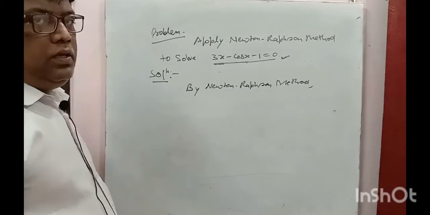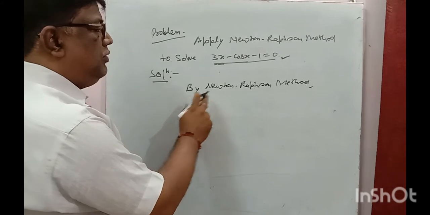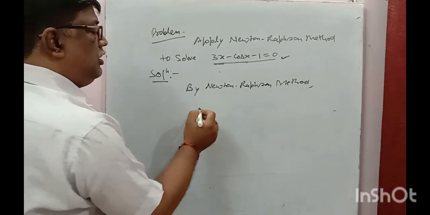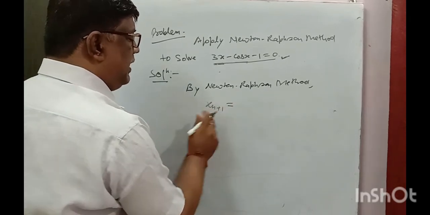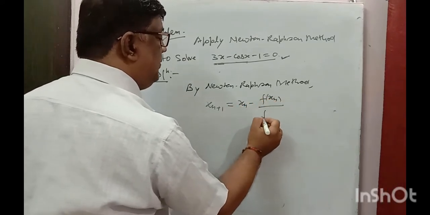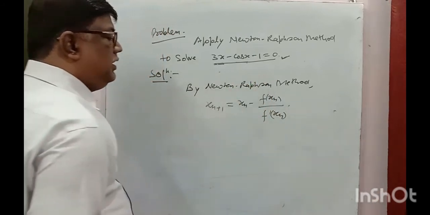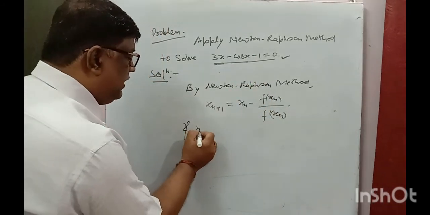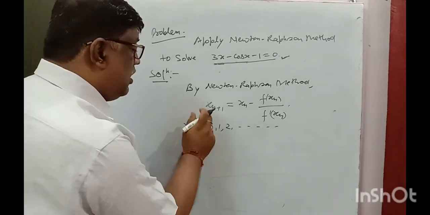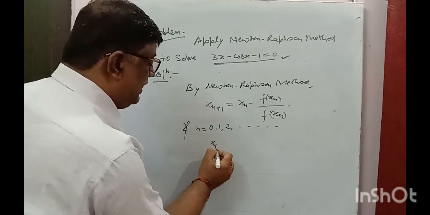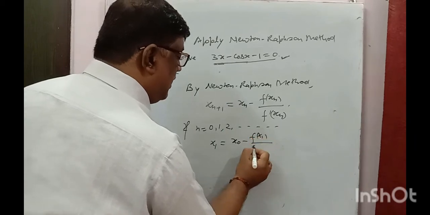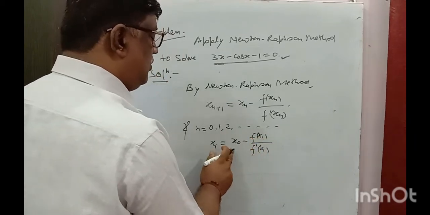Now we have to do the first approximation by the Newton-Raphson method. Students, after these lines we have to write down the Newton-Raphson method: the general approximation x(n+1) = xn - f(xn)/f'(xn). This is the formula of the Newton-Raphson method. Now if n = 0, 1, 2, 3 and so on, then this gives the approximations. Now take n = 0, then x1 = x0 - f(x0)/f'(x0). Now put these values in the equation.